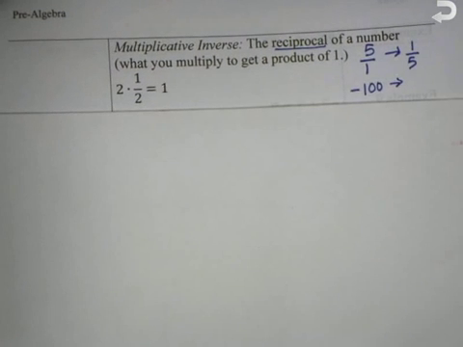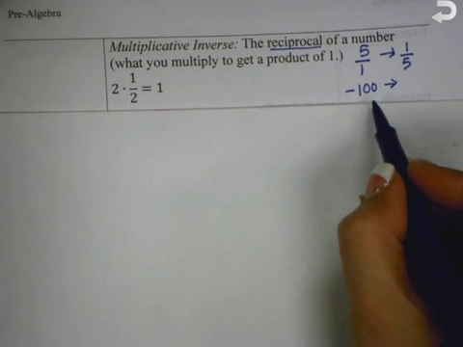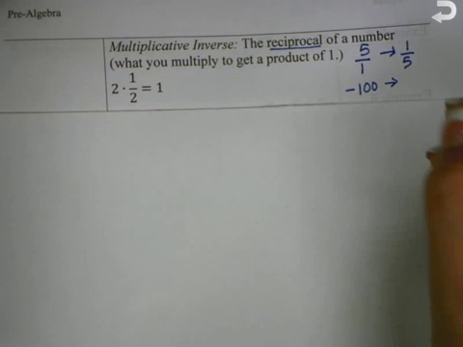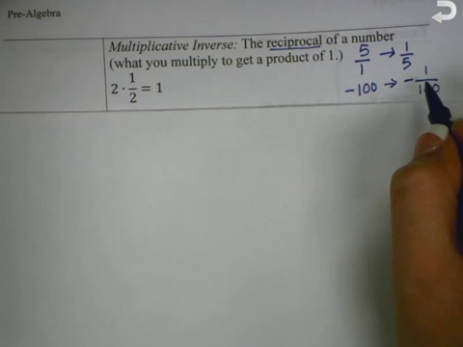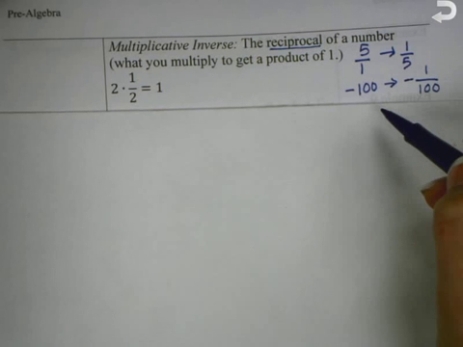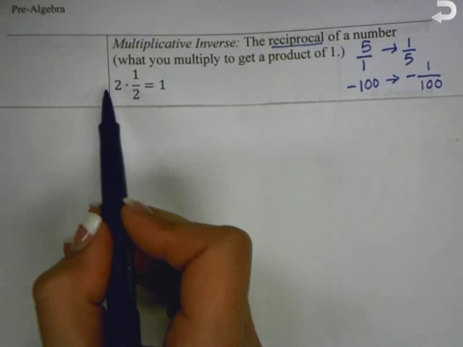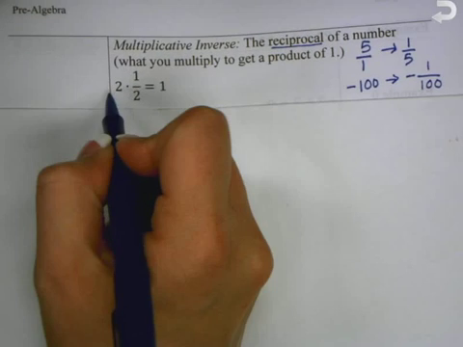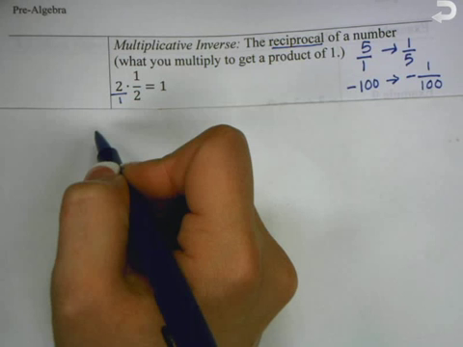How do we find the reciprocal? We flip it. How do I find the opposite? We change the sign. So what would be the reciprocal of negative 100? Negative 1 over 100. The sign does not change for the reciprocal. What is the opposite of negative 100? Positive 100. Okay, why does it work? Because we have 2. 2 is the same as 2 over 1. So what's the reciprocal of that? 1 over 2. And what's 2 times 1 over 2? 1. Okay, so that is called the multiplicative inverse, or the reciprocal.